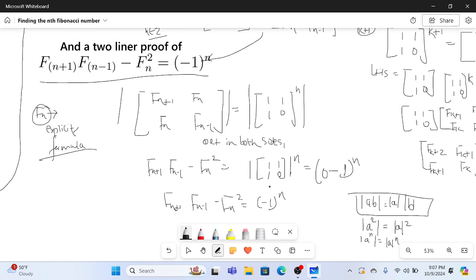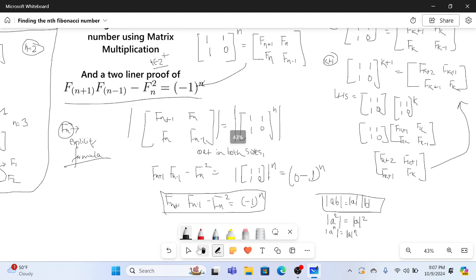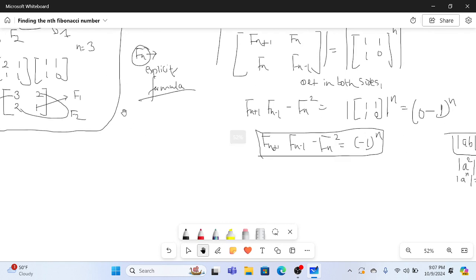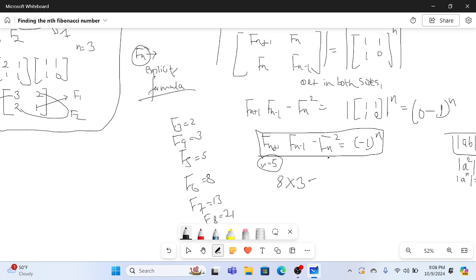If you want to convince yourself that this formula is true, though we have already proved it, we can also check it with some numbers. Here we have some values: f of 3 is 2, f of 4 is 3, f of 5 is 5, f of 6 is 8, f of 7 is 13, f of 8 is 21, right? Now if I take n equals 5, then f of 6 is 8 times f of 4 is 3, minus f of 5 squared, which is 25. This should equal minus 1 to the power 5, right? So 24 minus 25 is minus 1. Minus 1 equals minus 1.